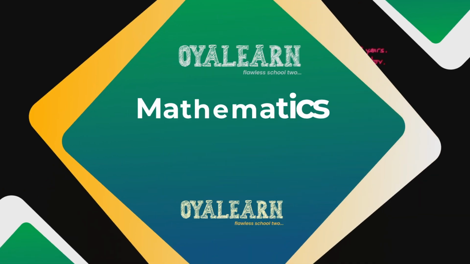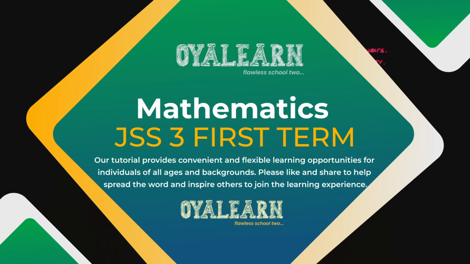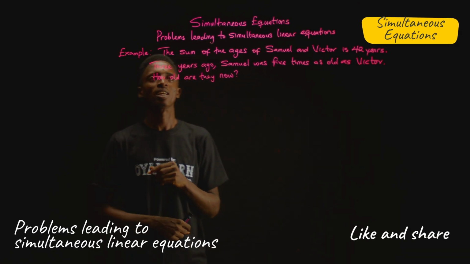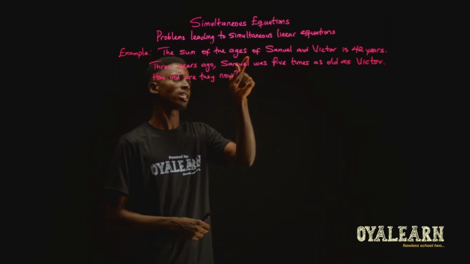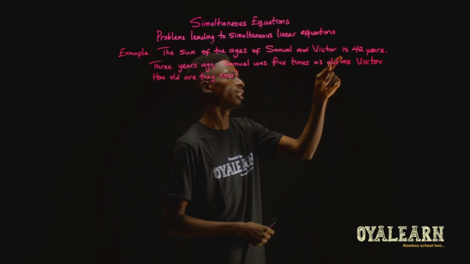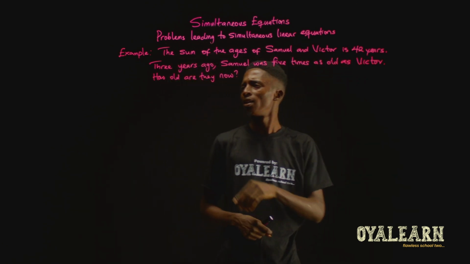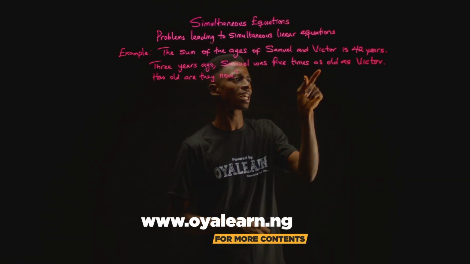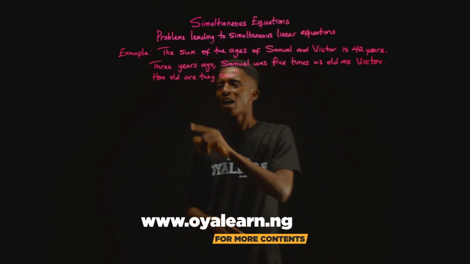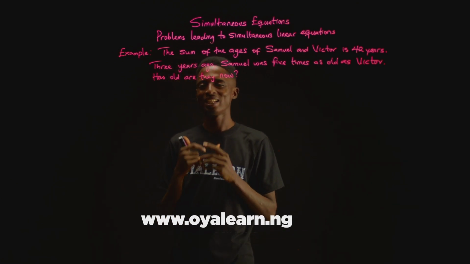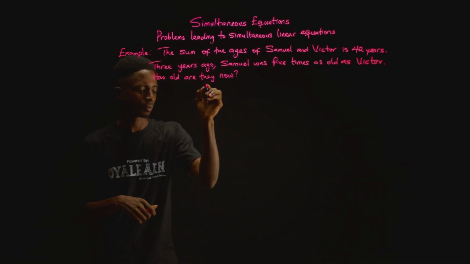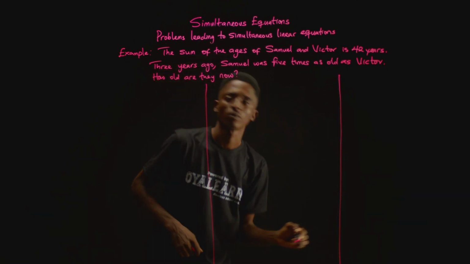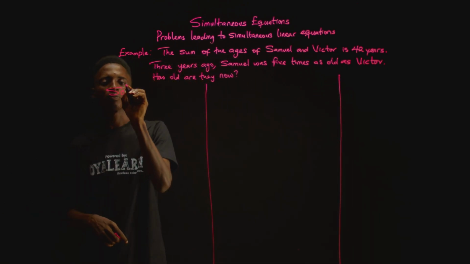Here is another example on a problem that leads to simultaneous linear equation. This question says, the sum of the ages of Samuel and Victor is 42 years. 3 years ago, Samuel was 5 times as old as Victor. How old are they now? Solution.